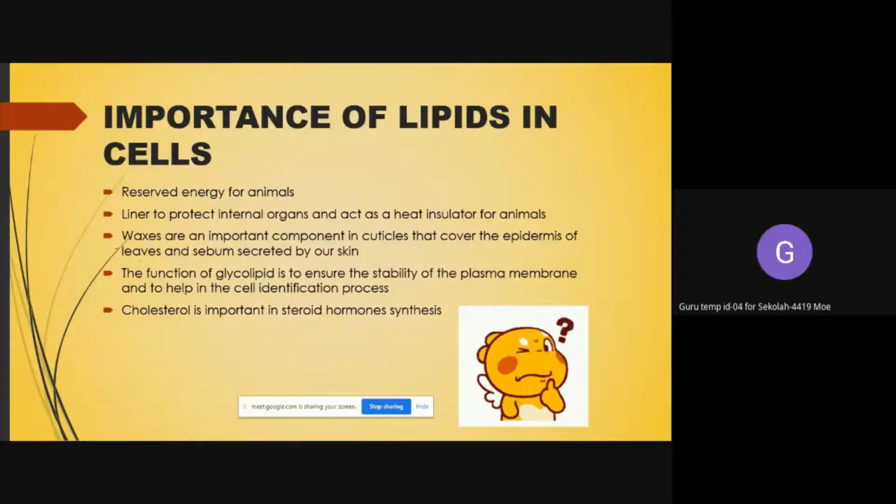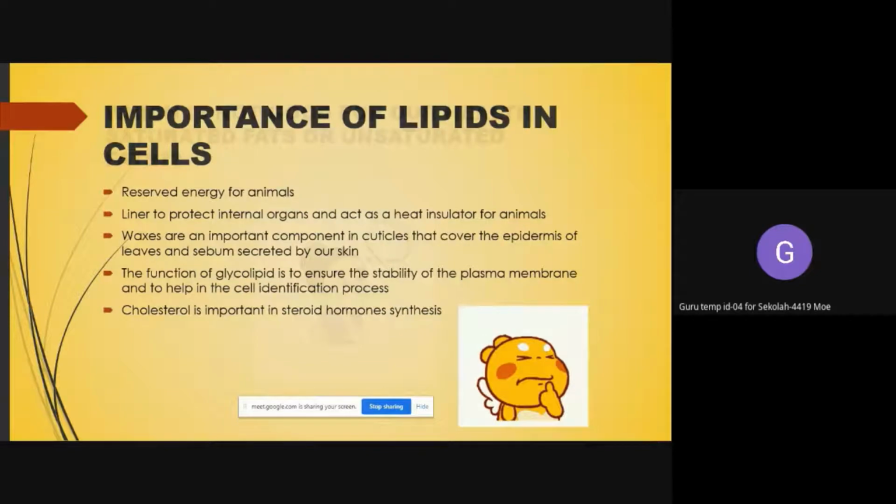The function of glycolipid. So ingat lagi tak glycolipid ni dalam plasma membrane, is to ensure the stability of the plasma membrane and to help in the cell identification process. Cholesterol is important in steroid hormone synthesis. Ini antara importance of lipids in cell.